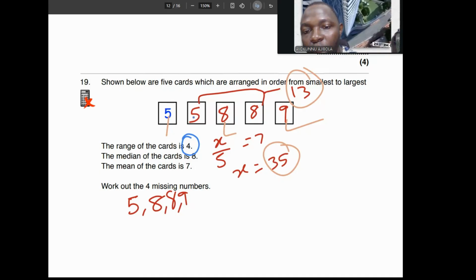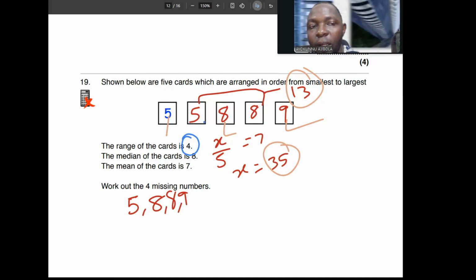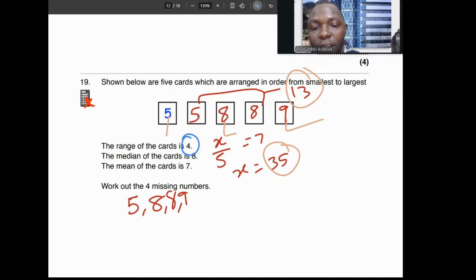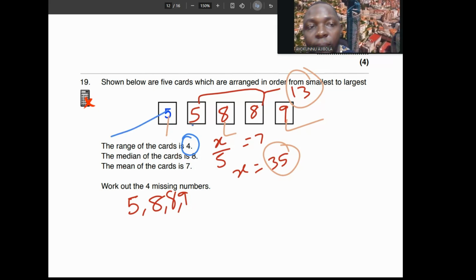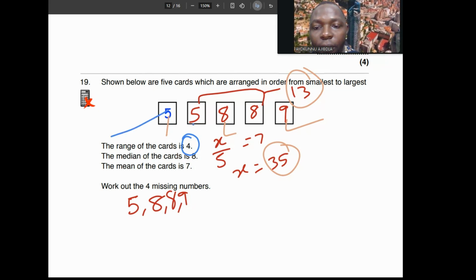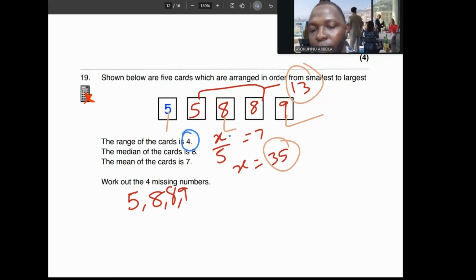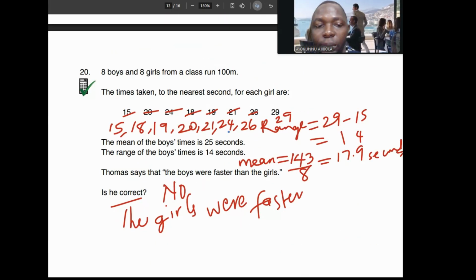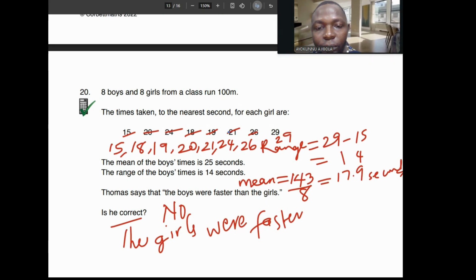Oh, so because 5 plus 8 will make 13. 13, yeah. And you cannot use any number less than 5, since 5 is the smallest. I think I'll get 1 mark for that. Okay. So number 20, because of that 35 part.